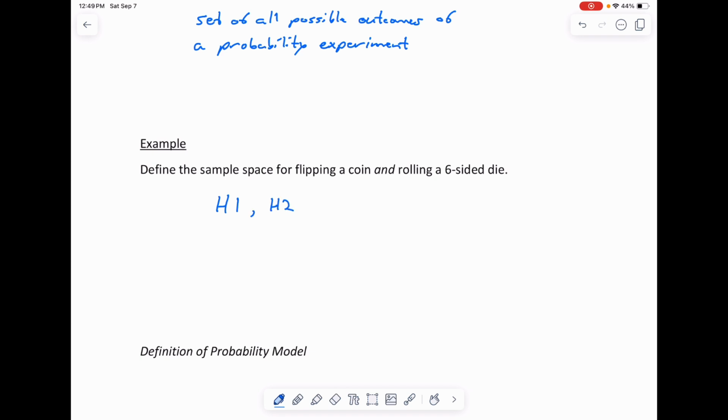I could get a head and a 2, head and 3, and so on and so forth. Kind of get the idea here. And then the same thing could happen with the tails. I could get a tail with a 1, 2, and so on and so forth. So my sample space in this case has 12 elements, just every possible outcome of flipping a coin and rolling a die.